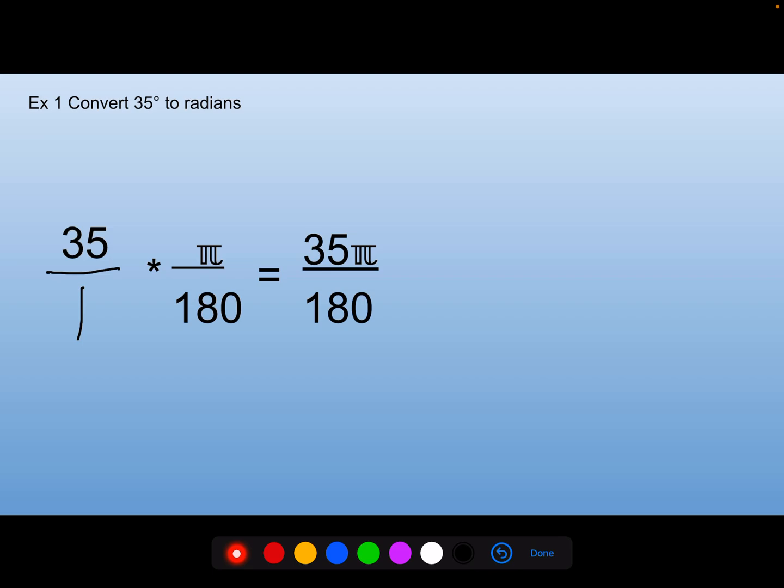Now to be finished, all I have to do is simplify this part of the fraction. Pi is going to be my answer, so I can kind of ignore that for now, but I want to simplify that. So you could look at that real quick and say, okay, Mr. Hyde, I know they both have a 5 in it, so I could divide by 5, and that's fine.